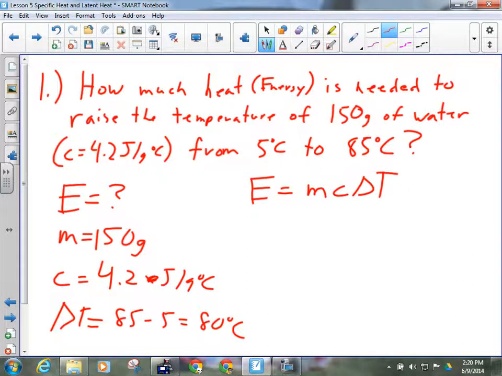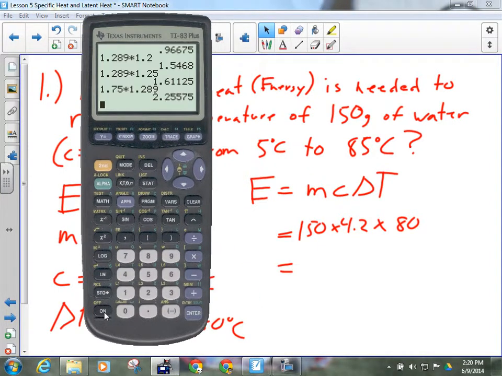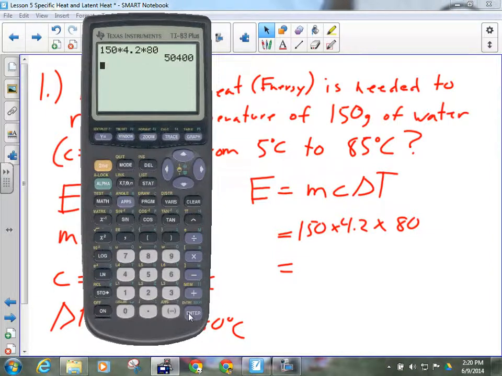So I've got m, c, and delta T. Solving for E is very easy. I just have to multiply them all together. 150 times 4.2 times 80. Okay, 50,400 joules for my final answer.